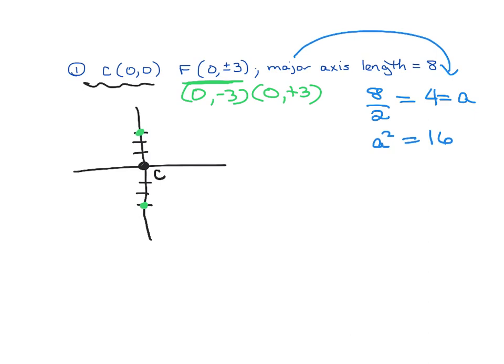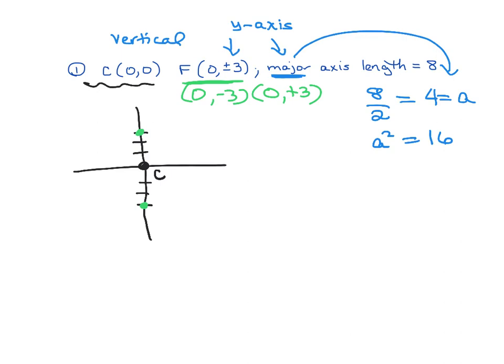Now also remember that your focus points are always on the major axis. So right here I can see that my focus point has a number in the Y spot. So this tells me that my Y axis is going to be my major axis. So my graph is going to be vertical.